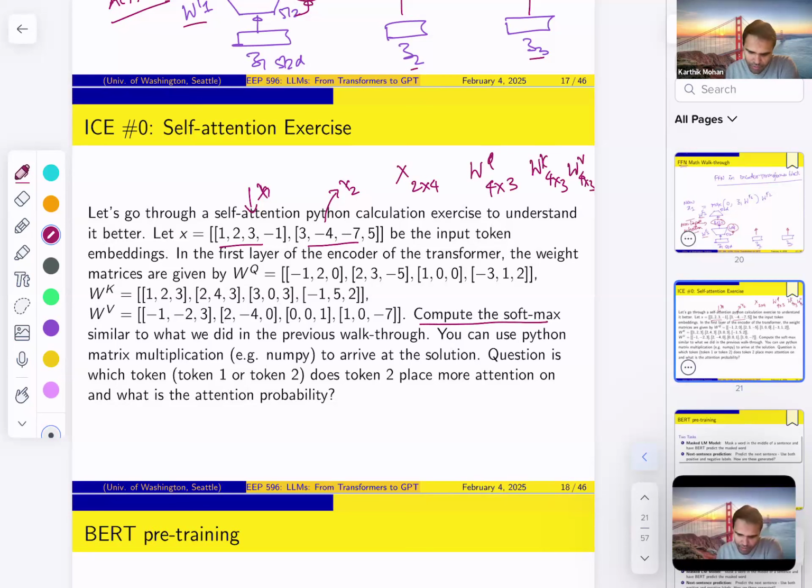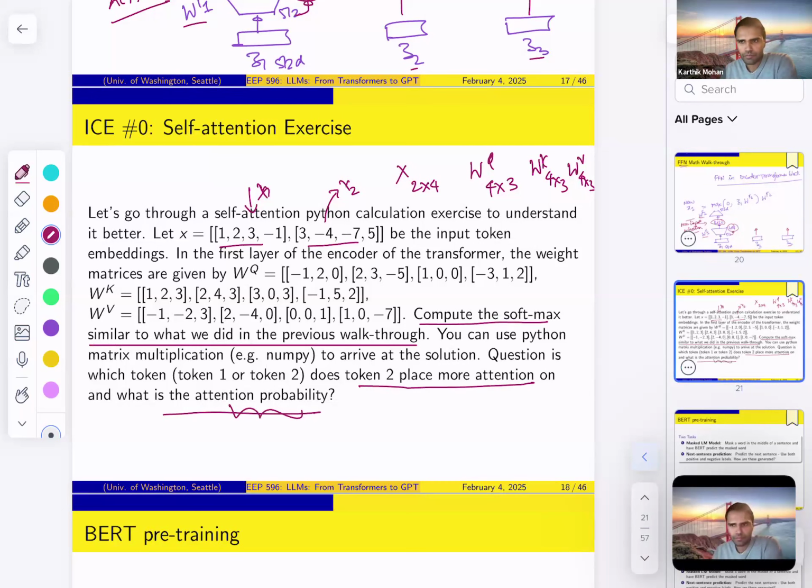So the question is to compute the softmax similar to what we did with the previous walkthrough, right? And you can use Python matrix multiplication to arrive at the solution. Which token does token 2 place more attention on, and what is the attention probability? Just take a crack at it. Softmax is not so important to answer this question. Even if you can just compute the dot product and scale it, that's good enough. And it's good to know what the attention score or probability you arrived at as well.